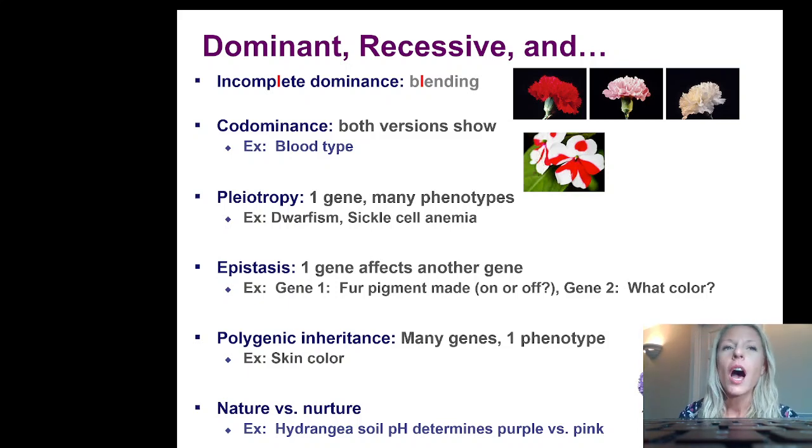Mendel dealt with. Pleiotropy is when you have one gene affecting many different phenotypes, like dwarfism and sickle cell anemia. Epistasis is when we have one gene affecting another gene. Polygenic inheritance is when you have many genes affecting one phenotype. Make sure you know the definitions of all of these words on this slide. And then we also have nature versus nurture, where, for example, hydrangea plants, their flower color is determined by the pH of the soil that they grow in. So we'll talk a little bit more about that at the end.